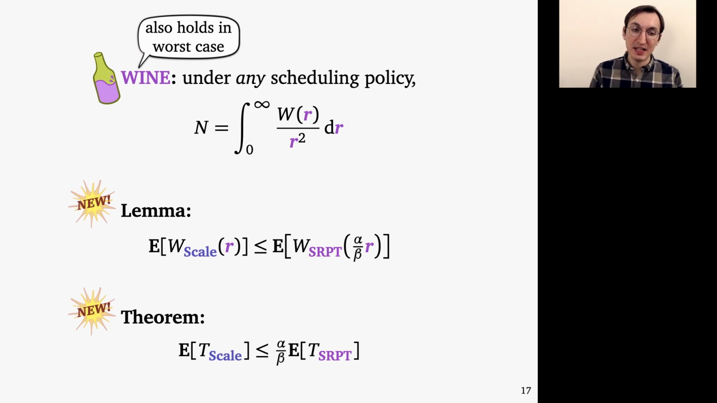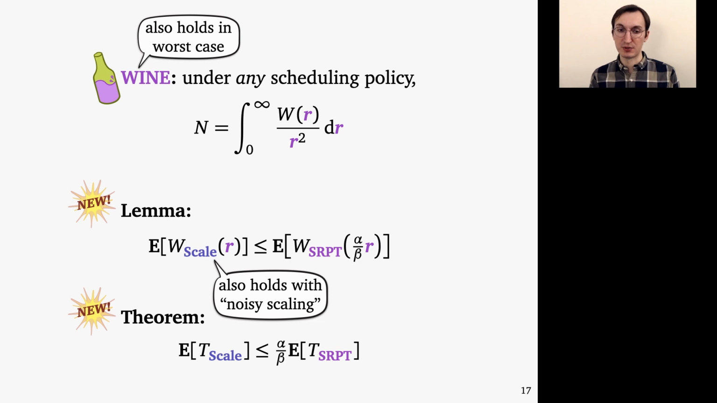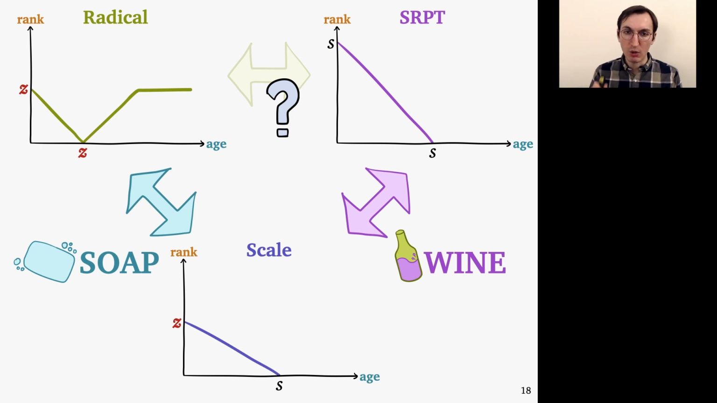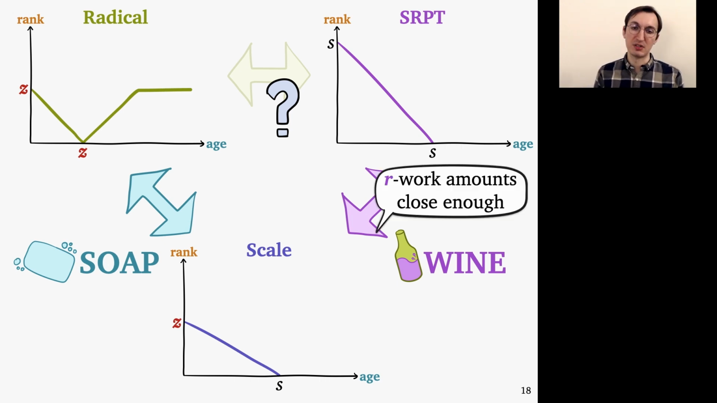The second thing I want to mention is that this lemma and theorem can be generalized slightly. So remember that I mentioned earlier that SCALE isn't a policy you could actually do, because you have to know a job's true size in order to scale linearly down to it. But if you were in a system where you had not just an initial size estimate, but a dynamically updating remaining size estimate, then you probably couldn't do exactly SCALE, but you might have a sort of noisy version of SCALE that you could do. And this lemma will also work if you're doing some sort of noisy version of SCALE. So that's what I wanted to say about WINE. In summary, what WINE does is it reduces the mean response time comparison to an R work comparison. And we showed that the R work amounts were close enough between SCALE and SRPT that they have similar enough mean response times.